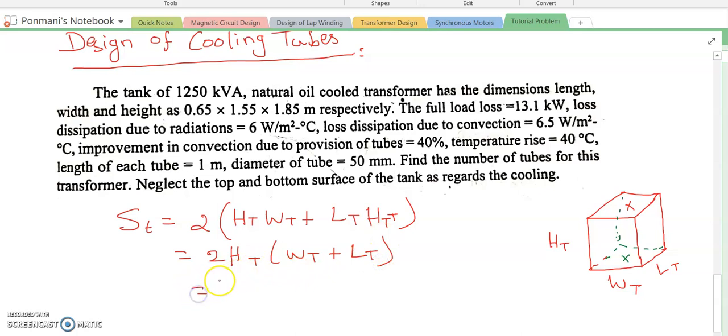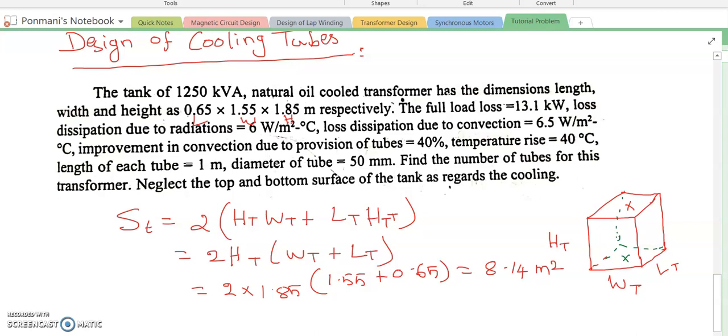So on substituting, all the dimensions are given. So this is length, and it is width, and this is height. Okay. So we can substitute height as 2 into 1.85, and width is 1.55, and plus length is 0.65. So like that we can substitute, and we can find out it is 8.14 meter square.